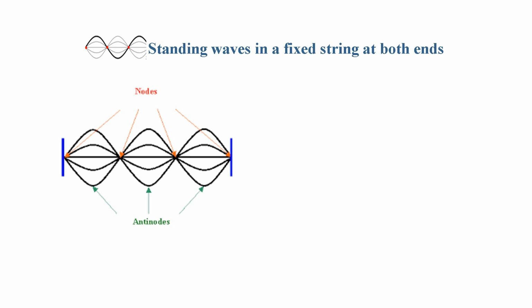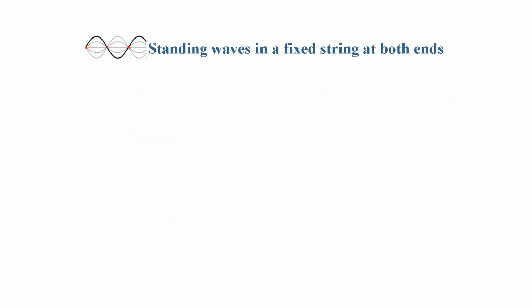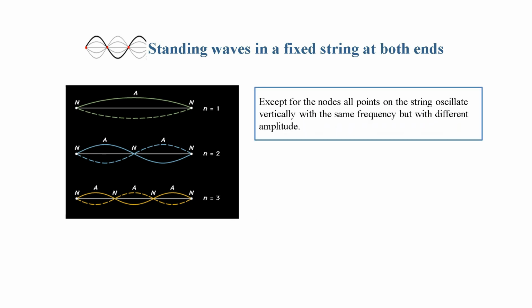It is clear from the figure that the positions of the antinodes are lambda over 4, 3 lambda over 4, 5 lambda over 4, etc., while the positions of the nodes are lambda over 2, lambda, 3 lambda over 2, and so on. Except for the nodes, all points on the string oscillate vertically with the same frequency but with different amplitude.